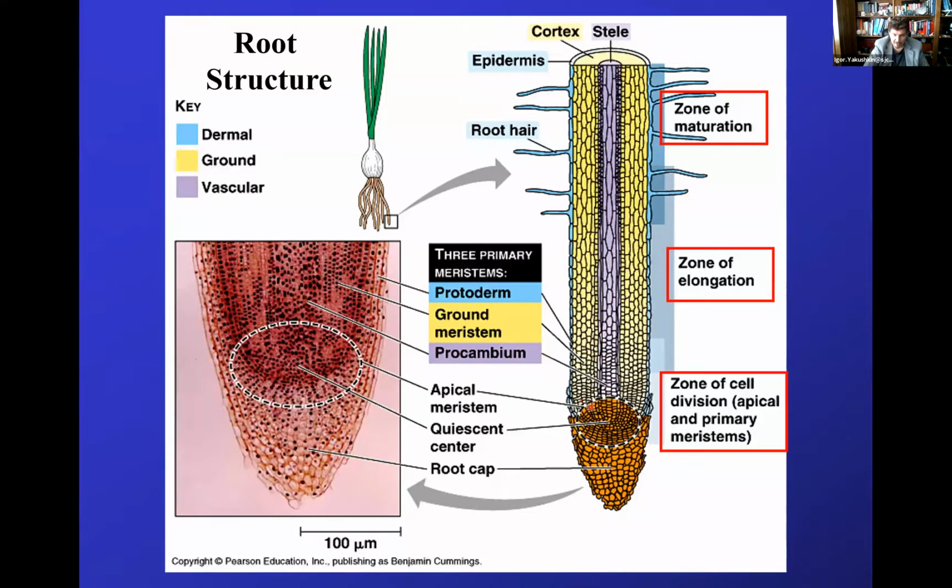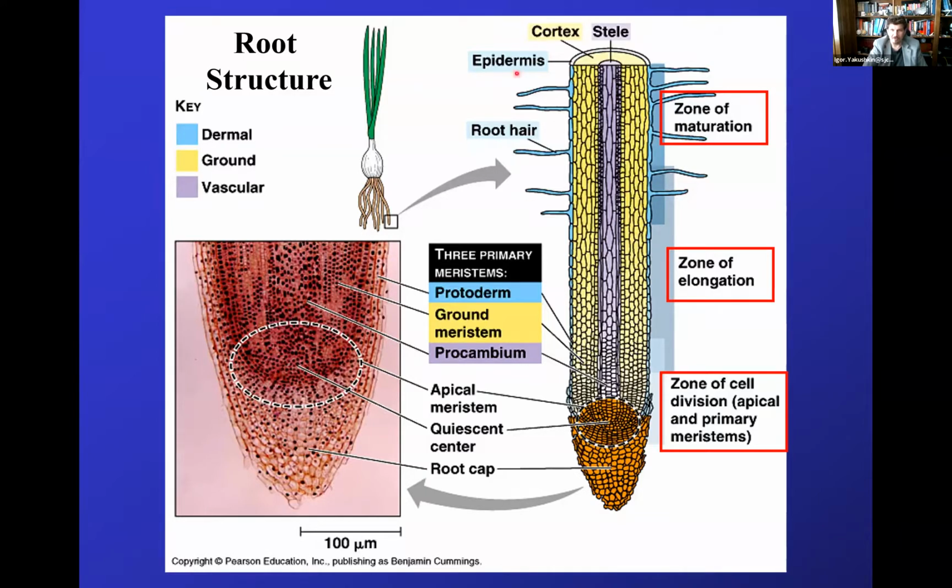In the root structure, we're looking at a very similar thing. We're looking at the apical meristem, but now at the tip of the root. This is the zone of division, where the cells are dividing. Then there will be a zone of growth or elongation. This is what pushes the root deeper in the ground. And then the zone of maturation. This is where we'll start seeing the root hairs coming out.